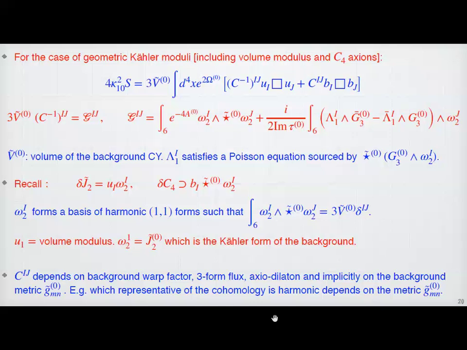How is it implicit? You can see that everything depends on the background values. For example, it depends on the background warp factor, the background three-form flux, the background axio-dilaton, and implicitly on the metric. You have to choose the metric first and see which representative of the cohomology, given a metric, and harmonic also depends on this, because harmonic means they satisfy some Laplace equation. Therefore, they also depend on this.